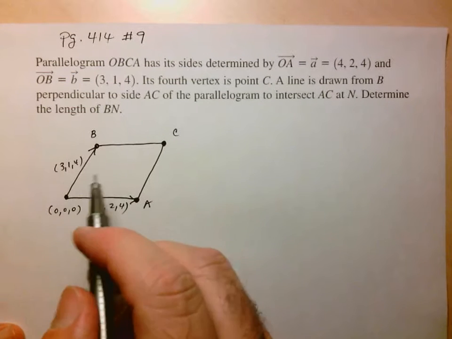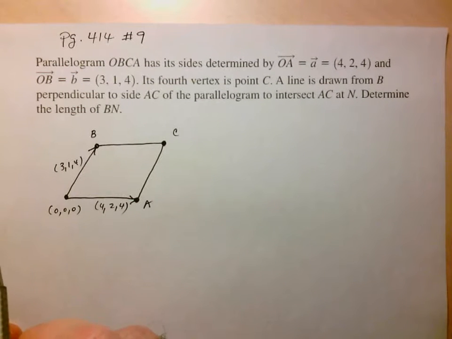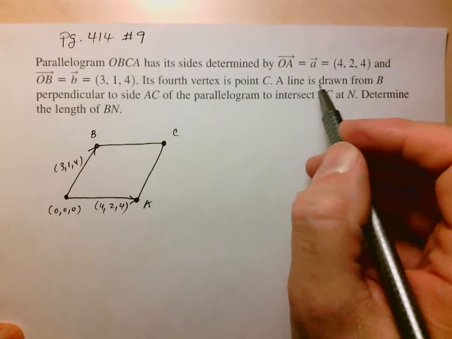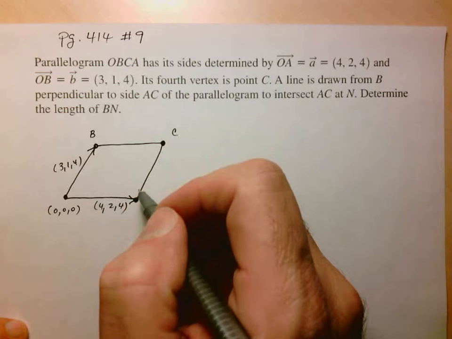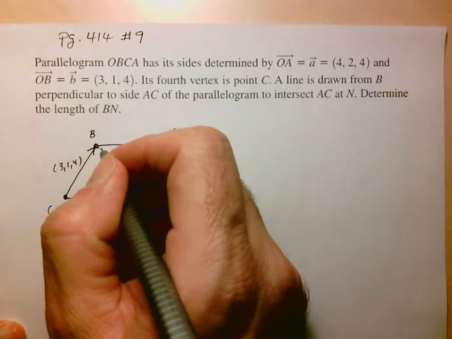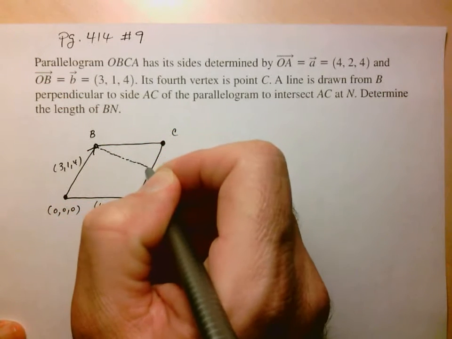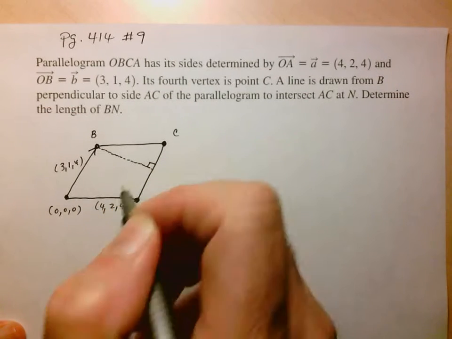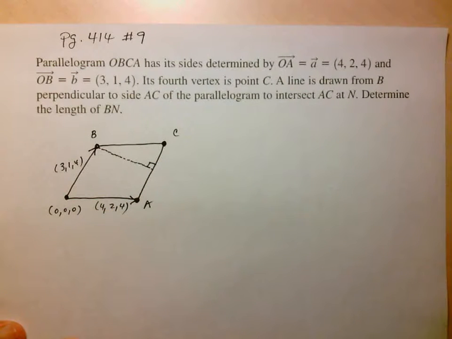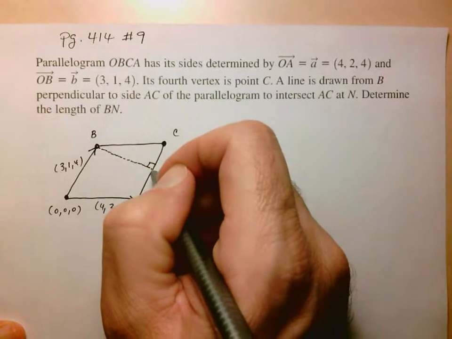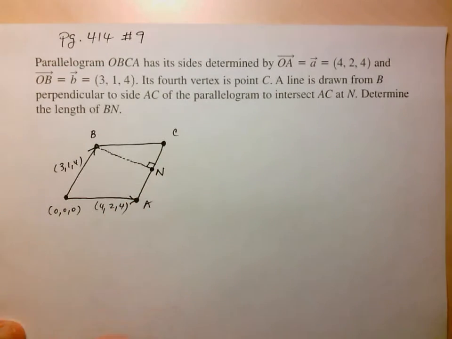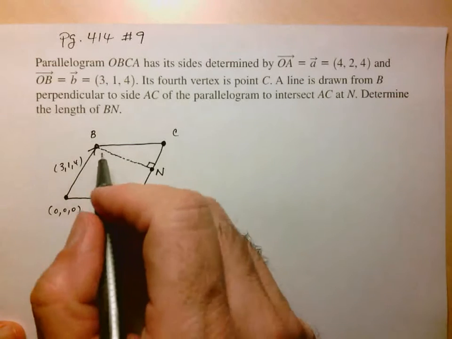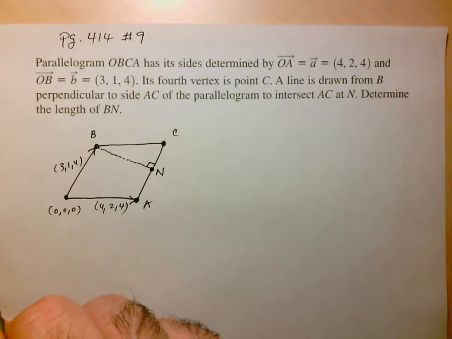Okay, and now that I've got my diagram, let me try to figure out what they're talking about. So a line is drawn from B perpendicular to the side AC. So there's the side AC. So I need to draw a line that comes perpendicular to AC, okay, and they call this N, intersects AC at N, so this is point N, and what they want is the length of BN.